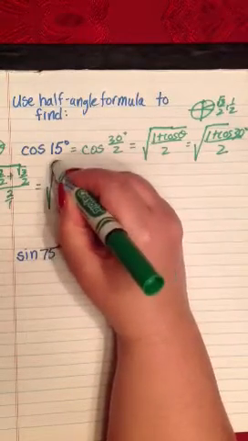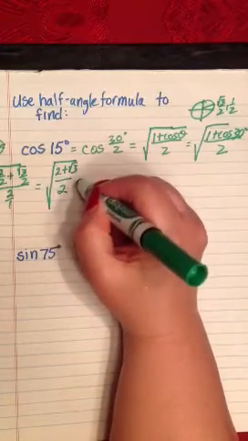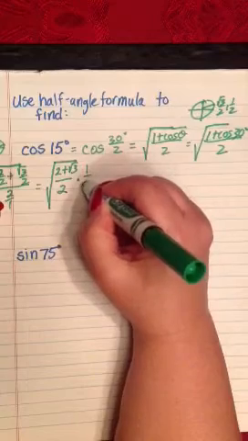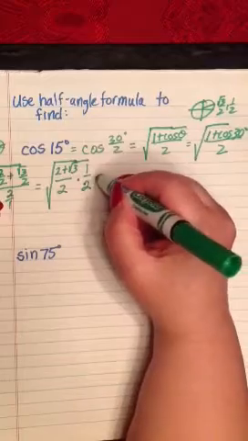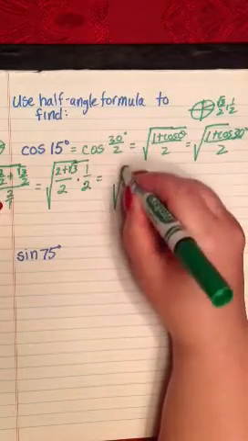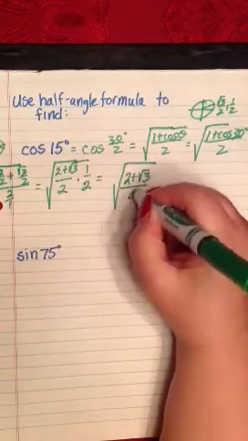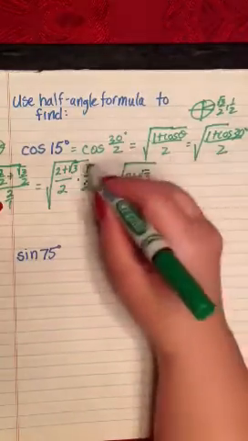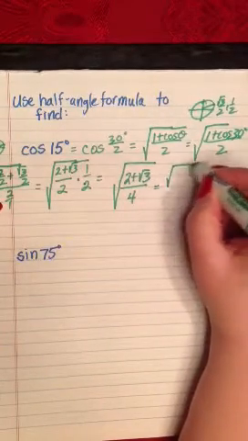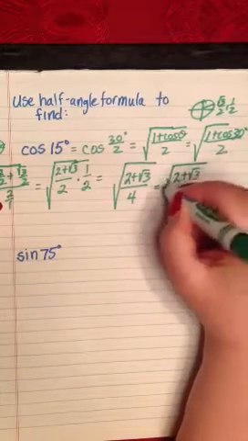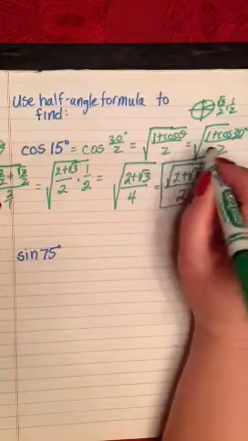As I further simplify, this gives me 2 plus the square root of 3 over 2. Dividing fractions, easy as pie: flip the bottom and multiply. So you take the 2 over 1 and multiply by 1 over 2. This gives me the square root of 2 plus the square root of 3 over 4, because 2 times 2 is 4 and 1 times 2 plus square root of 3 is 2 plus square root of 3. This is the same as the square root of 2 plus square root of 3 over the square root of 4, which is 2. And that is my final answer.